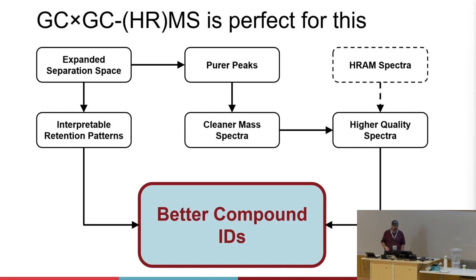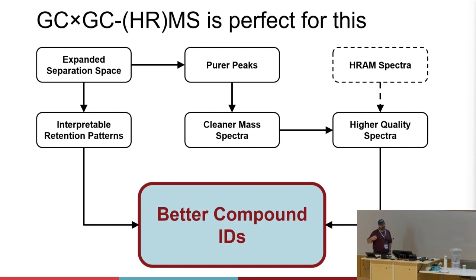If we look at two-dimensional GC, the reason it's so good is we have this expanded separation space. That's the very first thing. And what this gives us is a whole pile of tools. First of all, it gives us nice pure peaks to introduce to our mass spectrometer, so we get cleaner mass spectra, higher quality mass spectra than we would from a 1D technique. And these higher quality spectra can help us with better compound IDs. If you happen to have a high-res mass spec, even better, because then you can start playing all the tricks you can play with high-res mass spec, and those are a lot of fun too.